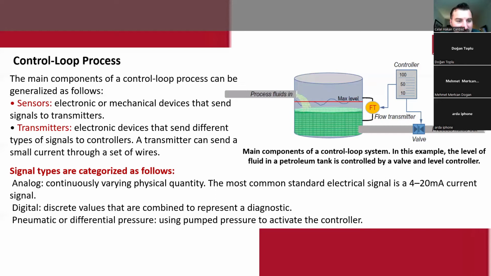All right. Another component after sensors is transmitters. Transmitters are electronic devices that send the different types of signals to controllers. A transmitter can send a small current through a set of wires. You can see the main controls of the control loop system here. It's a petroleum tank. Process fluids are coming in, and the maximum level needs to be recorded. The sensor is recording that, and then the flow transmitter is here and the control is here. When it reaches the maximum level, the process automatically sends the fluids out, or gives an alarm that the tank is full.